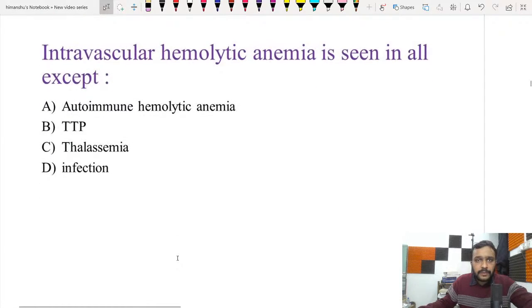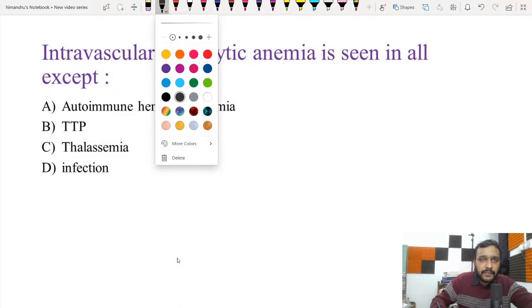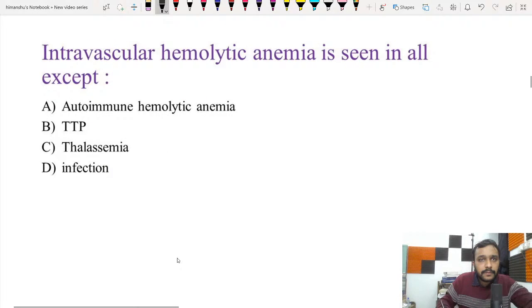So now coming to the next question. Intravascular hemolytic anemia is seen in all except. Let us see how many of you can answer this.